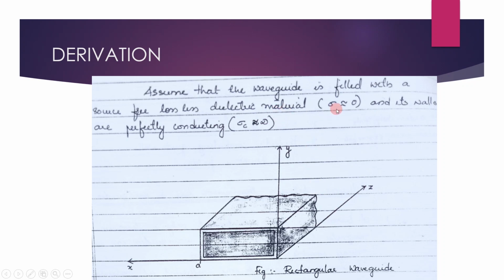That means conductivity will be zero. There is absolutely no conductivity because it's a lossless dielectric material. And the walls are supposed to be perfectly conducting. Because of that, sigma will be assumed to have a very high or infinite value.